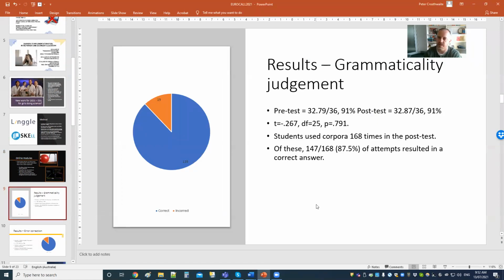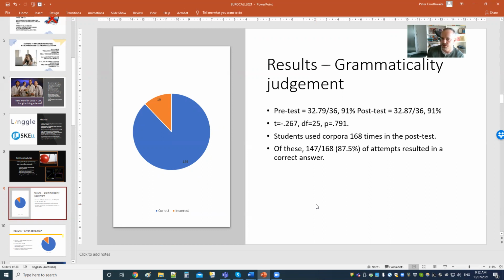In terms of the grammaticality judgment task, there was no significant difference between the pre-test and post-test results. You have to remember, though, that the vast majority of the girls in the class are monolingual speakers of English. And as a result, the pre-test scores were actually quite high to begin with. So we wouldn't necessarily have expected much of a difference between the pre and the post-tests.